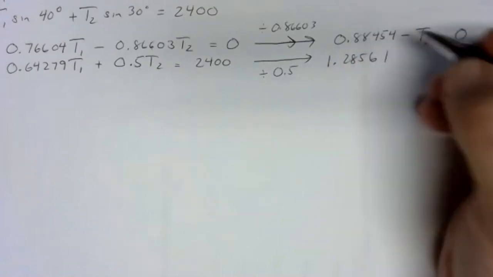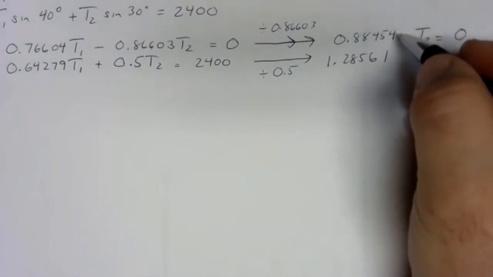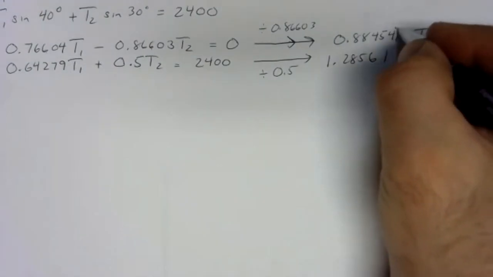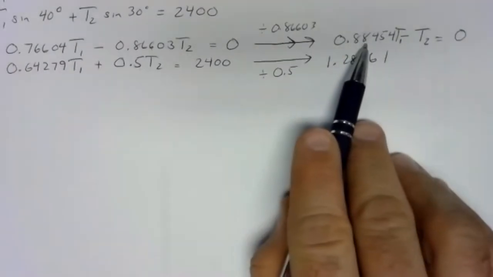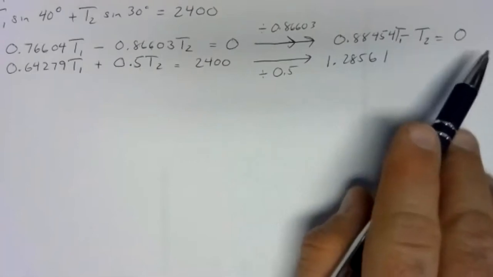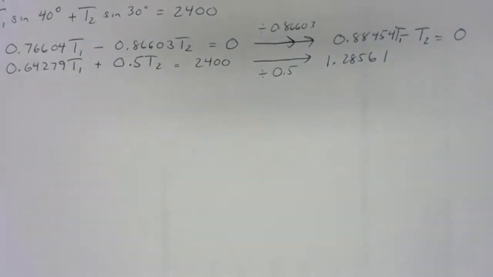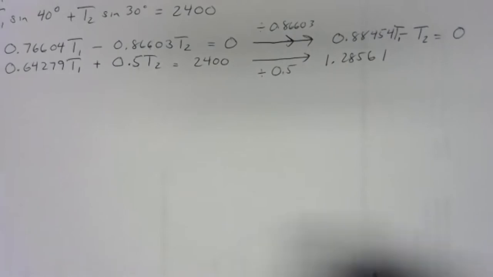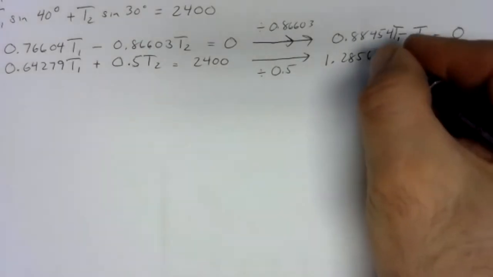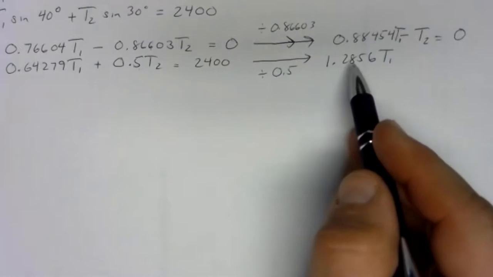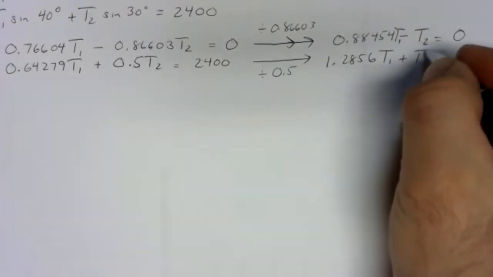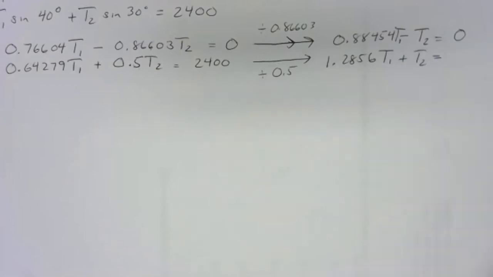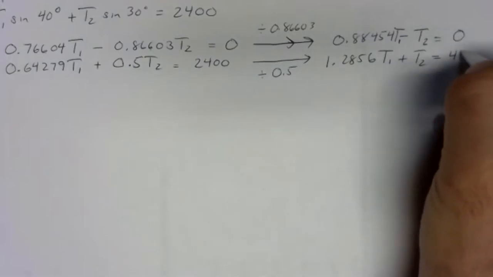Oops, I made a little bit of a mistake here. I just forgot I lost my variable. So this has a T1 in it. So it's 0.888454 T1 minus T2. I'll write these down a little more cleanly a little bit further below once we're done with them. So this is 1.2856 T1 plus T2 equals 2400 divided by 0.5. That's 4800.